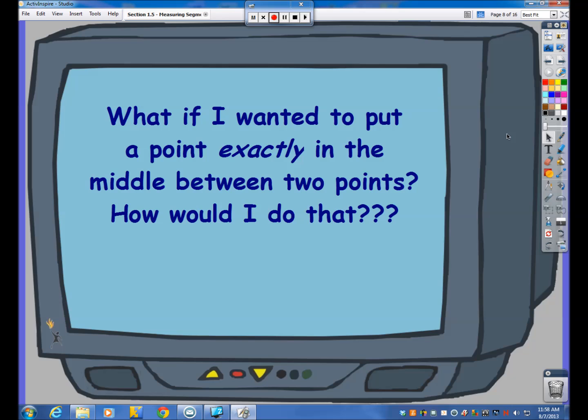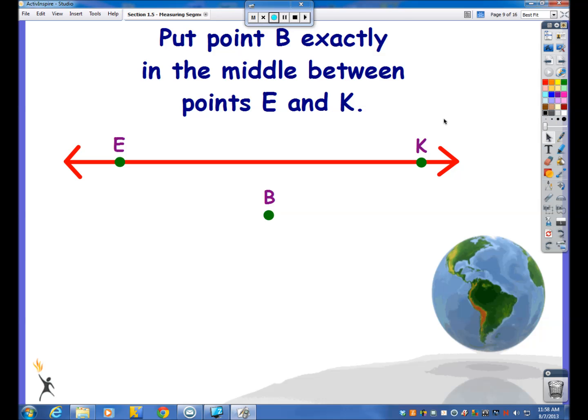Now, what if I wanted to put a point exactly in the middle between 2 points? How would I accomplish that? So if I wanted to put point B exactly in the middle between E and K, okay? And I always have fun with this because I'm usually like, all right, I want you guys to tell me when B is exactly in between E and K, okay?